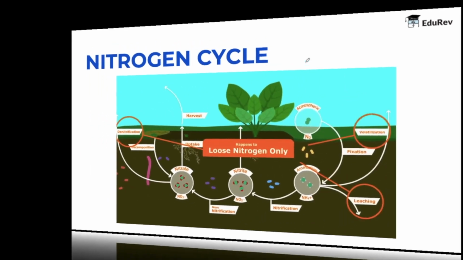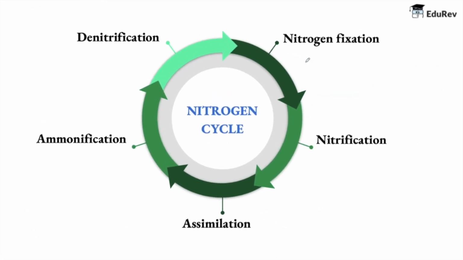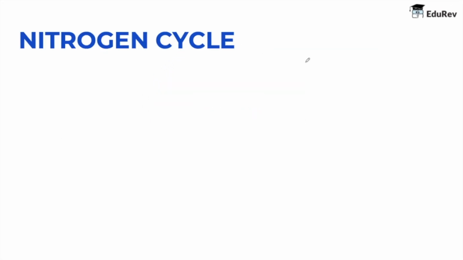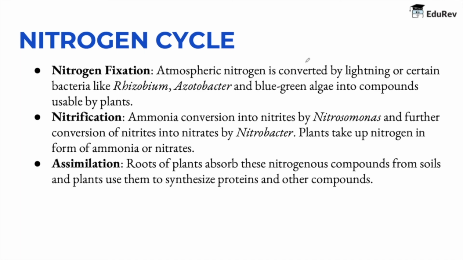Now let's see what the steps in the nitrogen cycle are. So there are 5 steps: nitrogen fixation, nitrification, assimilation, ammonification, and denitrification. Let's move on to the steps one by one. First, we have nitrogen fixation. Atmospheric nitrogen is converted by lightning or certain bacteria like Rhizobium and blue-green algae into compounds usable by plants.